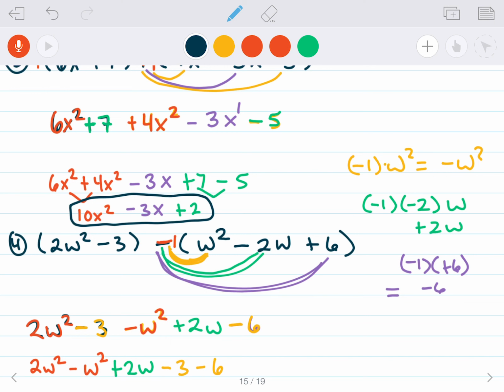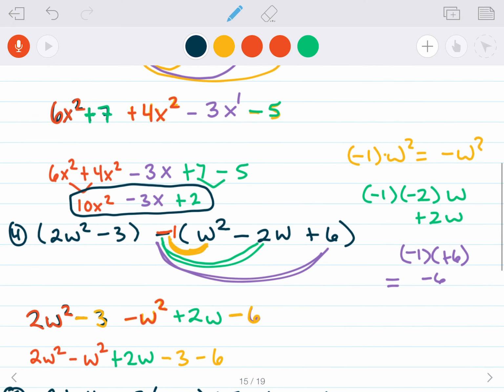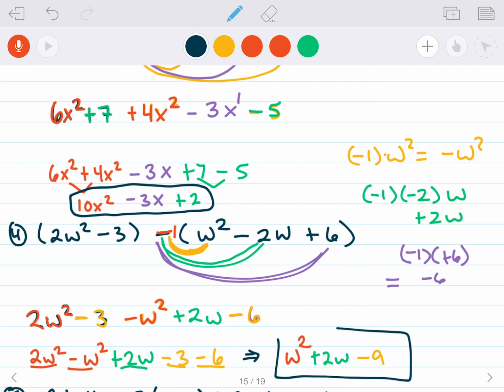Cool, okay. So, I never give myself enough room with these problems. So with the red, 2W squared minus 1W squared is 1W squared, or simply W squared. Positive 2W doesn't have a partner, so he can just come down. -3 minus 6 is a -9. And that is our final answer. We can't simplify that anymore. We have 3 terms that are all unlike.